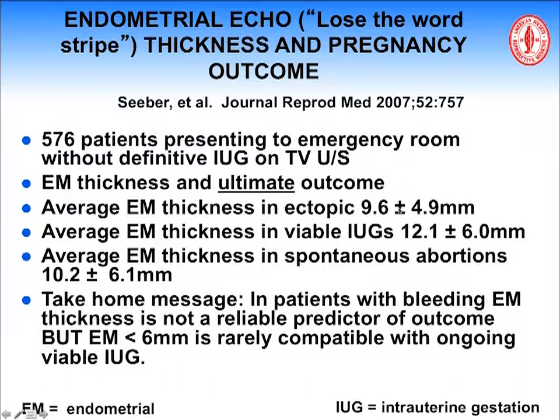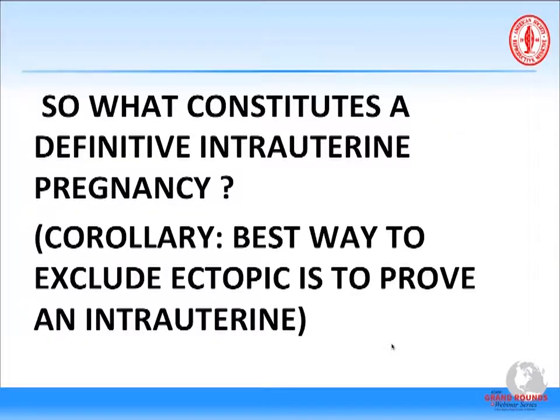The average thickness in ectopics, 9.6 plus or minus 5. Average thickness in the viables, 12.1 plus or minus 6. Average thickness in what turned out to be spontaneous abortions, 10.2 plus or minus 6. What's the take-home message? In patients with bleeding, endometrial thickness is not a reliable predictor of outcome. But you're good at math, and they didn't say this in the paper, but if the viables were 12.1 plus or minus 6, one of the take-home messages is that an endometrium less than 6 is rarely going to be compatible with an ongoing viable intrauterine gestation. So what constitutes a definitive intrauterine pregnancy?